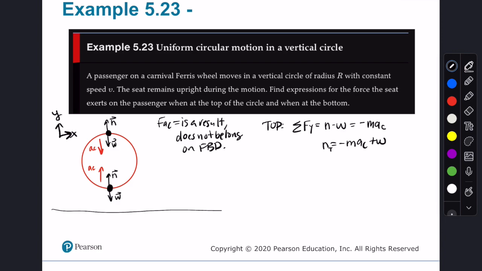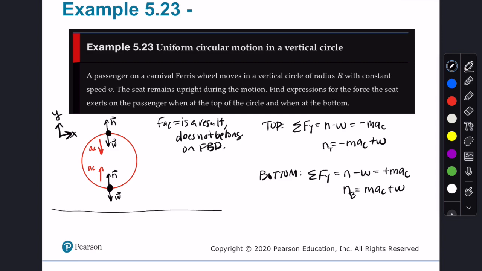I'll call that N_t. At the bottom, we add all the forces in the y. Again, normal force is pointing up, weight's pointing down, but this time our net force is going to be up because we know that the acceleration due to centripetal motion is up, okay, which is positive. So we're going to have a plus m a_c here. And so then when we solve for our normal force at the bottom, we're going to have m a_c plus W. And so what you can see is that you experience a greater normal force when you're at the bottom of the Ferris wheel than when you do at the top.